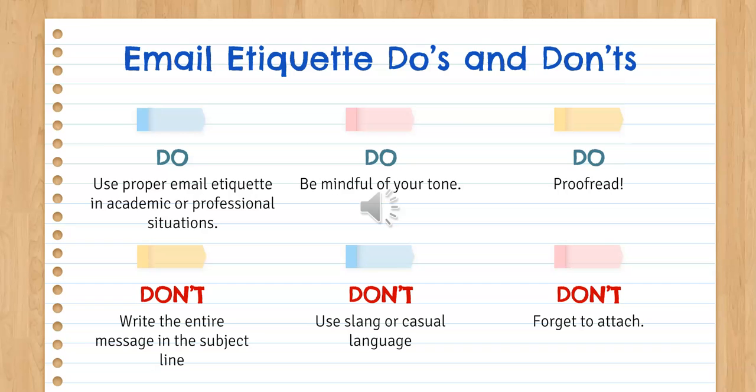If this is an area of weakness for you, have someone else proofread it, especially if you are inquiring about a potential job. And finally, don't forget to attach. I've done this many times. It sometimes helps to add the attachment before writing the email to ensure you don't skip this step.